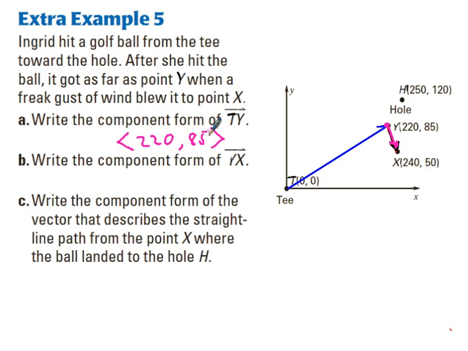Write the component form for YX. So how much did it go? Well, let's use a different color here. How much did it go to the right and how much did it go down? Well, it's positive to the right, so it went from 220 to 240, so it only changed by plus 20. And how much did it go down? It went from 85 down to 50, so minus 35. Went down 35. So our component form is 20, negative 35.